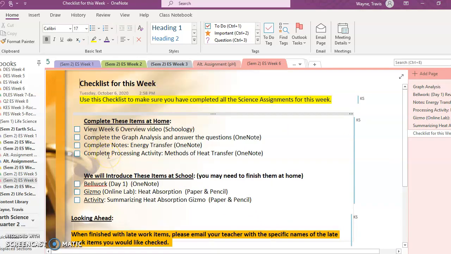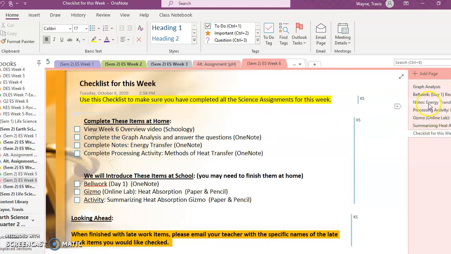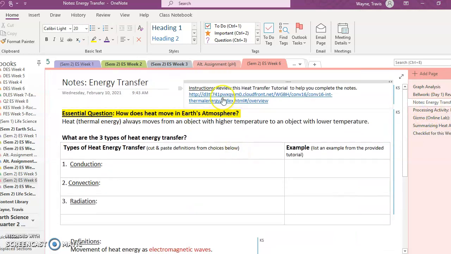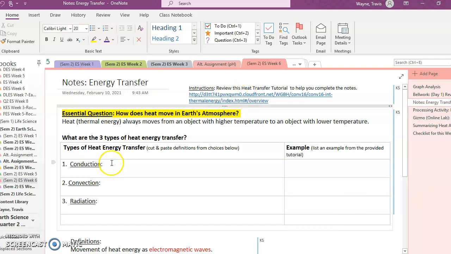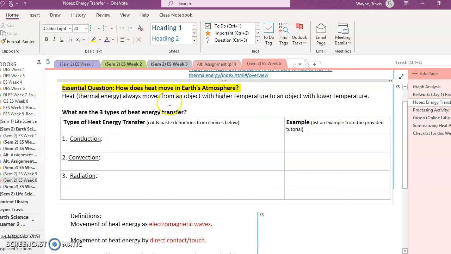The next item to complete at home is the energy transfer notes. With this, there is a tutorial link for you to follow that corresponds with the 3 broad terms of energy transfer: conduction, convection, and radiation. These are the 3 terms that associate with all types of heat transfer in and on our planet and even our universe. Heat can be transferred through conduction, through convection, or through radiation.